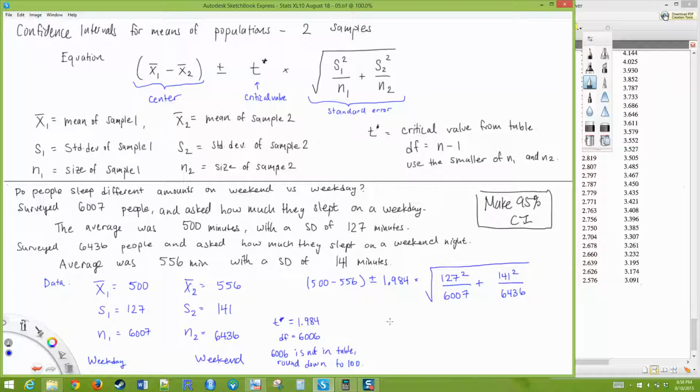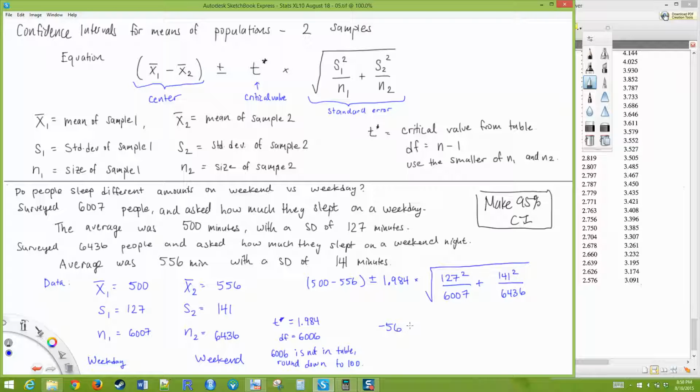Is that okay? Okay. Is it always n minus 1 of the n1? It's always going to be n minus 1, but it's not always n1. You have two n's, right? We got 6007 and 6436. So whichever of these is smaller, we do n minus 1 of that one. Okay?